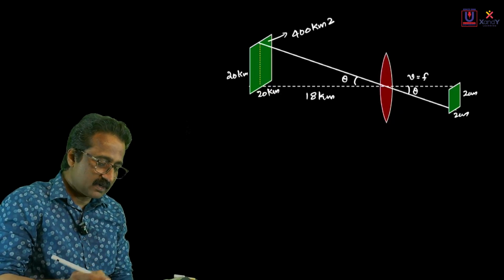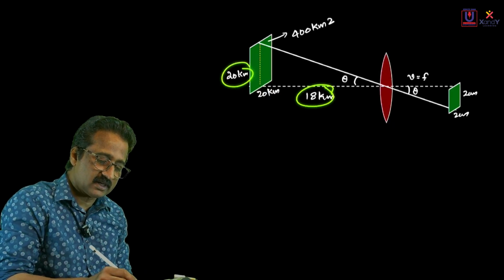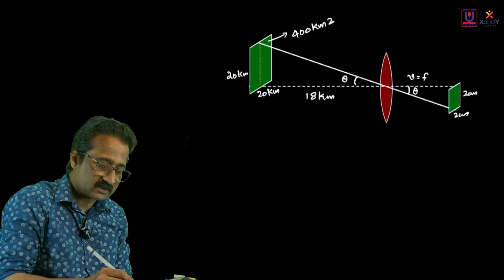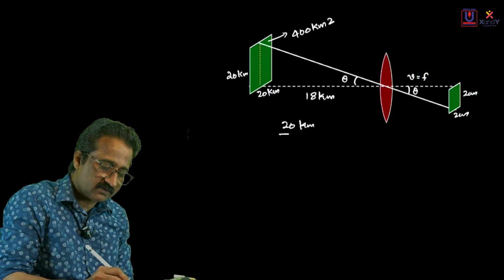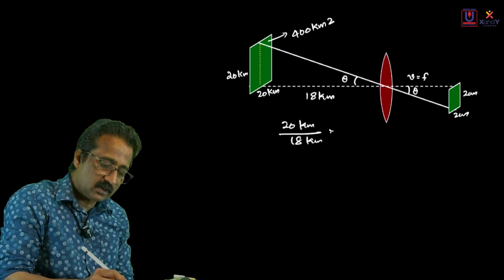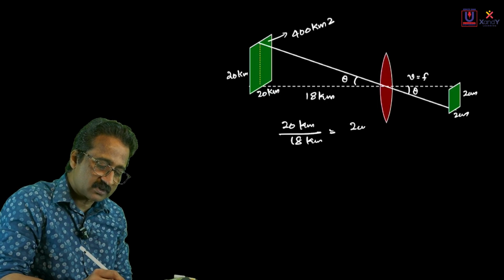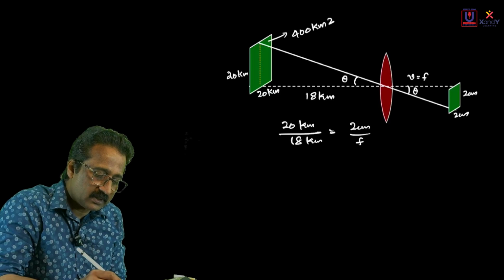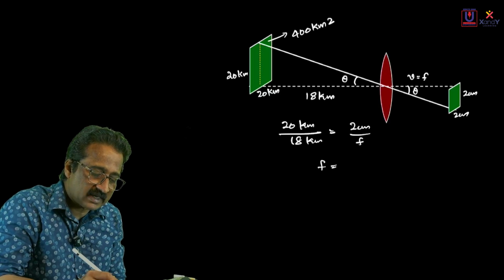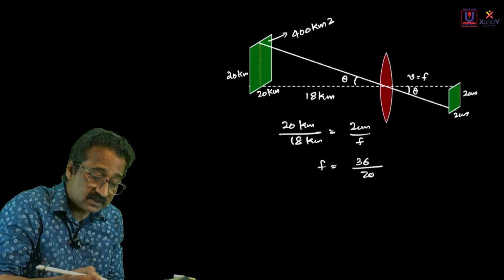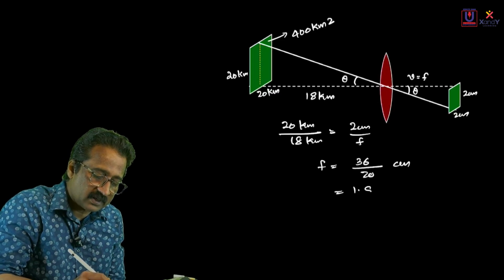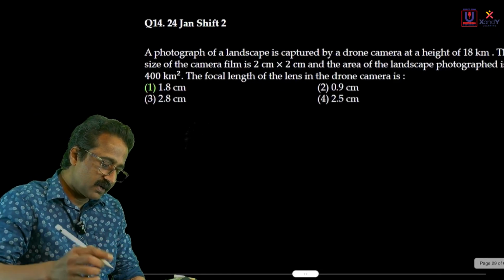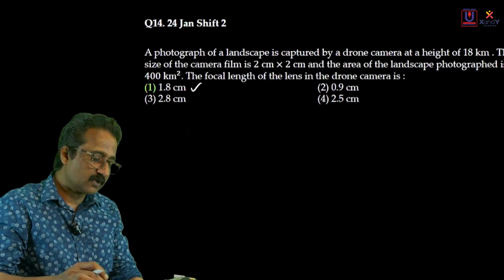All right. Now let's take side by side. 20 kilometer by 18 will be equal to 2 by F, taking the law of similar triangles. Let me write 20 kilometer divided by 18 kilometer is equal to, on the other side, 2 centimeter divided by F. Now the question is, what is F? F is equal to 2 into 18, that is 36, divided by 20, in centimeters. You get 1.8 centimeter. That is the focal length of the lens. 1.8 centimeter, option A. That was 14.